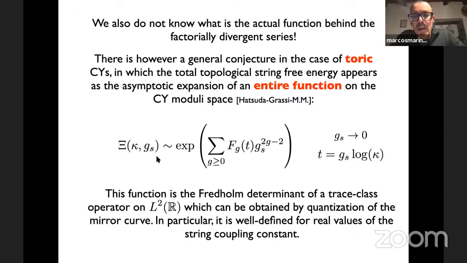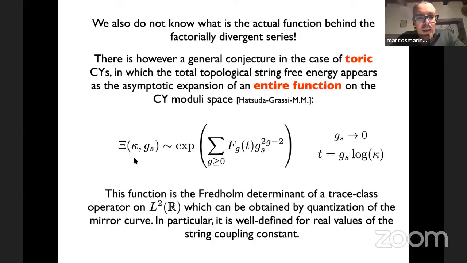And this entire function is such that its asymptotic expansion when g_s is small should actually reproduce this formal power series. I am actually completely convinced that there is an entire function in Calabi-Yau moduli space from which this series is just an asymptotic expansion. And there is actually a conjecture for what this function is.